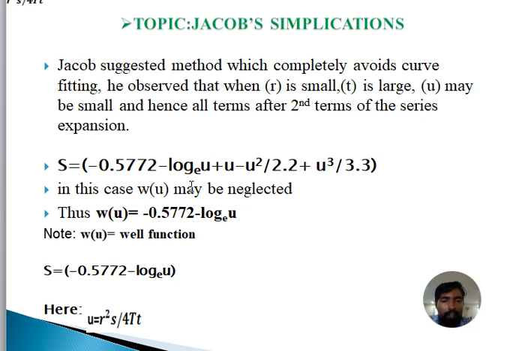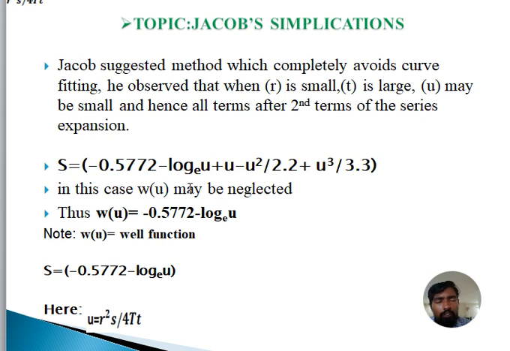He made it a straight line. So the Thais equation is S is equal to Q by 4 pi T into W, and it is also given in mathematical form as S is equal to minus 0.5772 minus log e U plus U minus U square by 2 into 2 factorial plus U cube by 3 into 3 factorial.